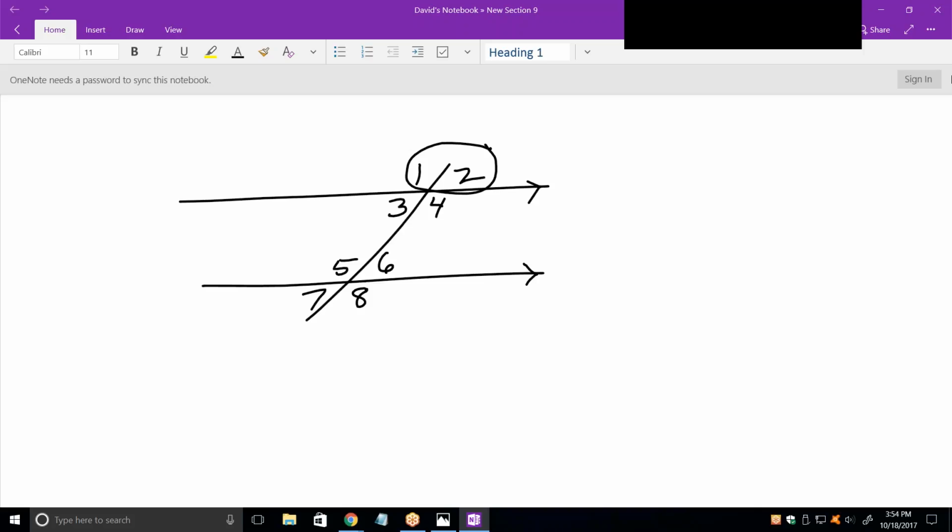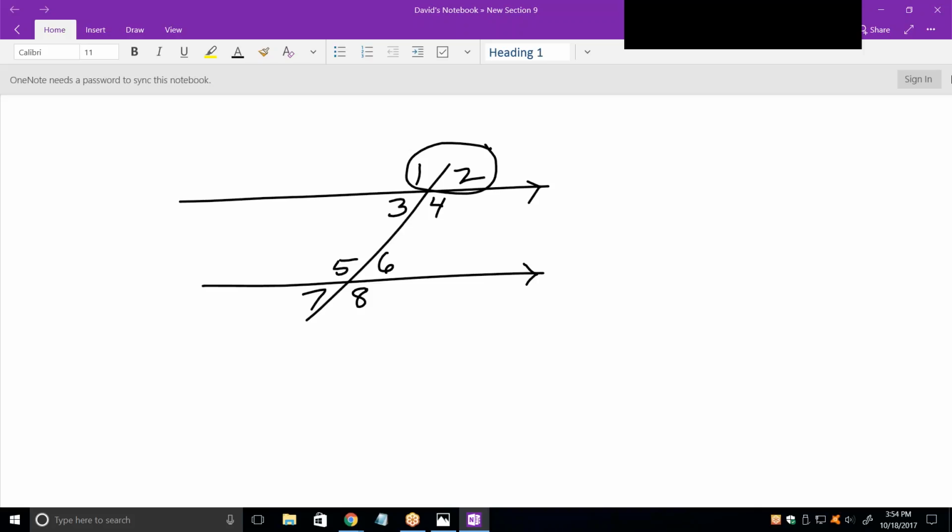Okay. Tell me what angle 6 is the same as. Angle 2. And what's angle 5 the same as? Angle 1. What's angle 7 the same as? Angle 2 and 6. Correct. Okay, I think you got the pattern down.